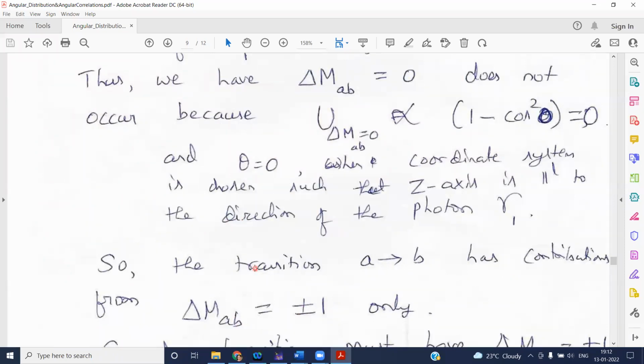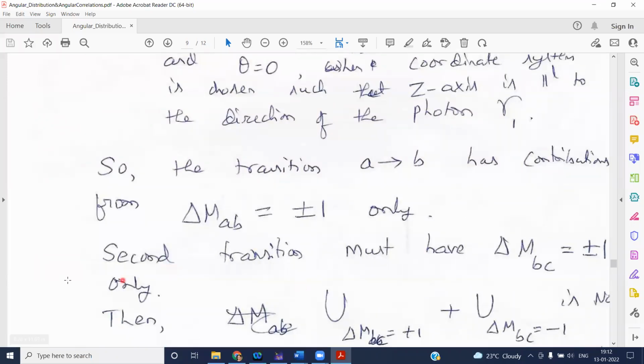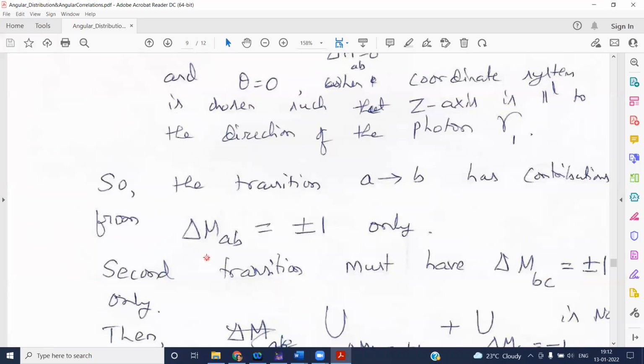First the gamma ray is emitted. I see where the detector is kept. That direction is called the z-axis. Then I get only contributions from delta MAB equal to plus or minus 1. Now, I have a second gamma ray. The second transition must have delta MBC; this is M equal to plus 1. Then the second radiation will have plus 1 or minus 1. 0 will not appear for the second transition. Because 0 is not there in delta MAB, according to selection rules, I should write plus or minus 1 only for MBC, the second gamma ray.